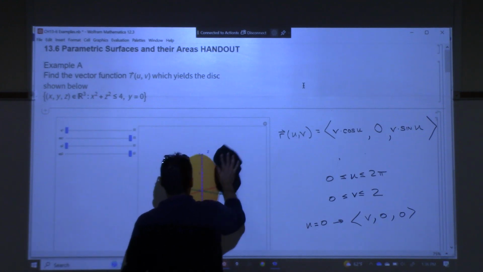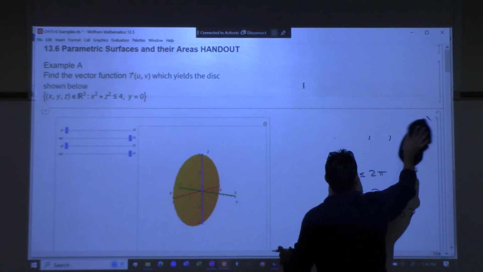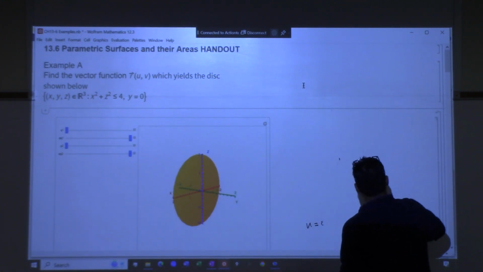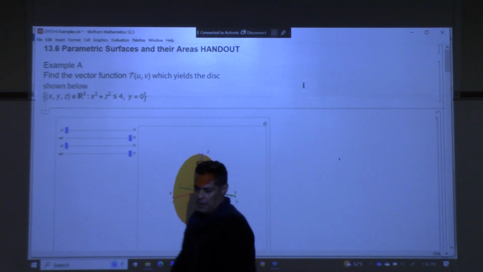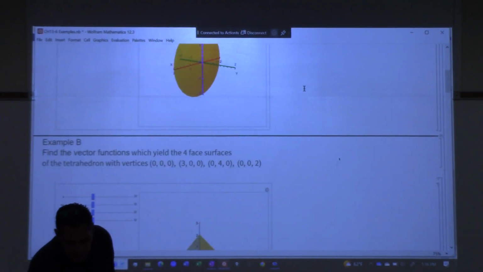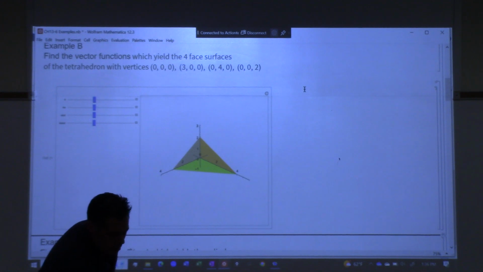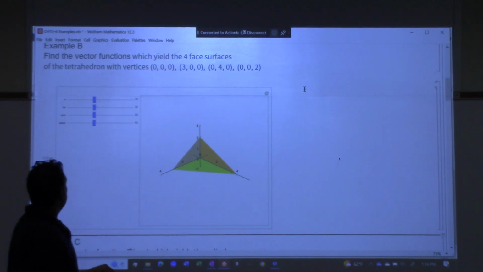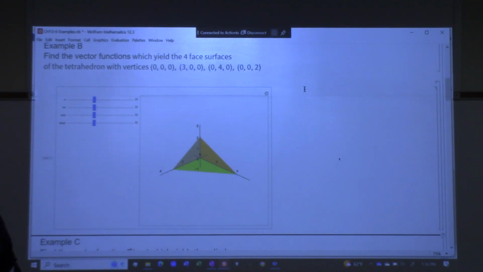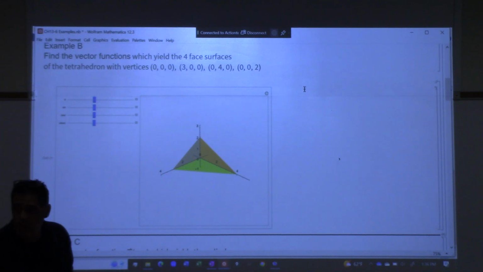We go to example B. Example B. Find the vector functions, plural, functions, which yield the four face surfaces of the tetrahedron with these vertices. So you have a tetrahedron, you have four surfaces. I want to draw all of them.